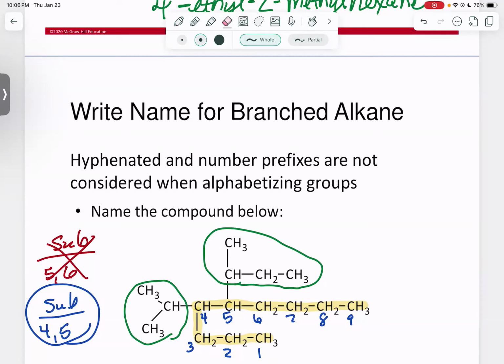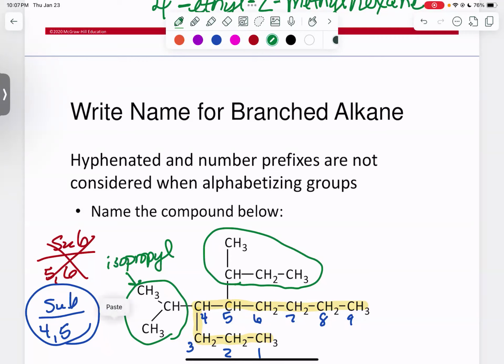Okay, so now we have to name our substituents. I'm looking at this one right here. I see I have 3 carbons. 3 carbons is a propyl group. But do you see this Y shape? It's not a normal propyl group. A normal propyl group would be if I didn't have this CH3 here and I had another CH3. That would be a regular old propyl group. But this is an isomer, so this is isopropyl. And that is coming off of carbon number 4. So this would be 4-isopropyl.